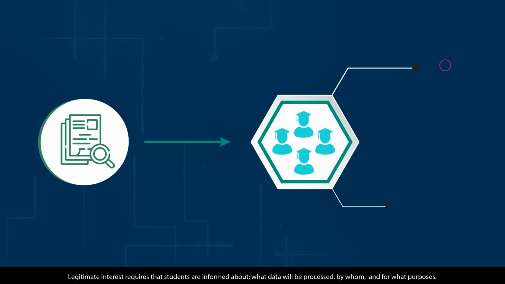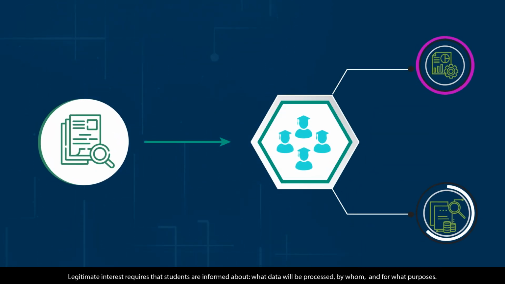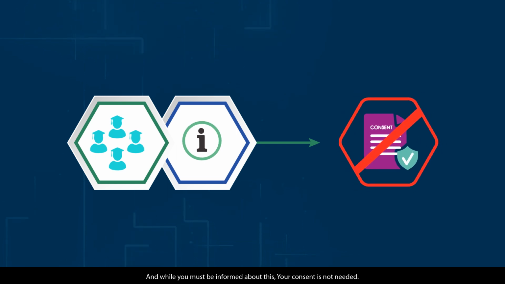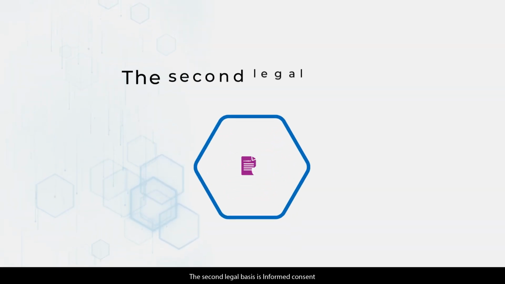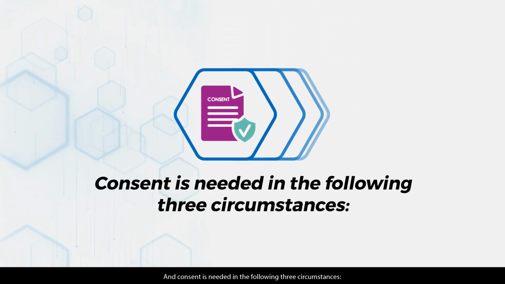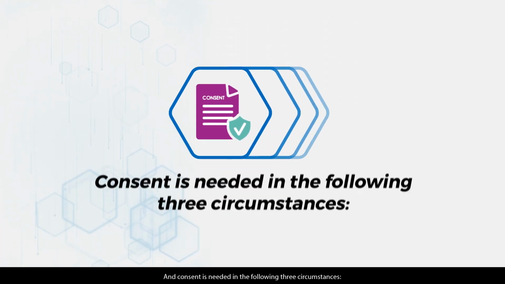Legitimate interest requires that students are informed about what data will be processed, by whom, and for what purposes. And while you must be informed about this, your consent is not needed. The second legal basis is informed consent, and consent is needed in the following 3 circumstances.